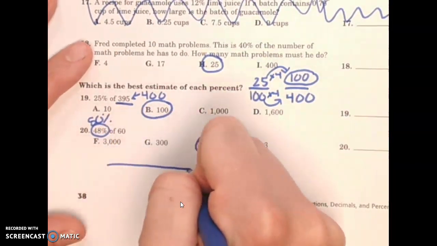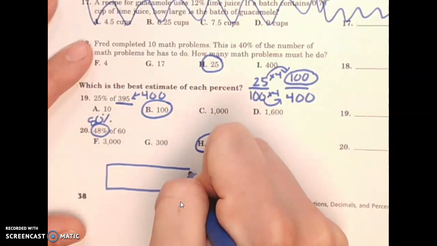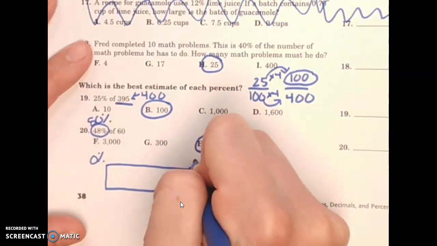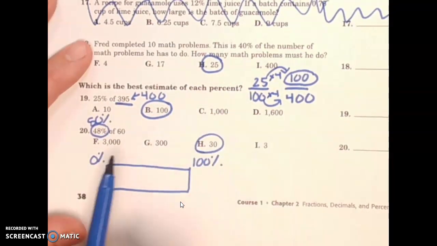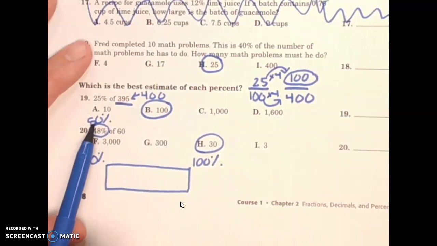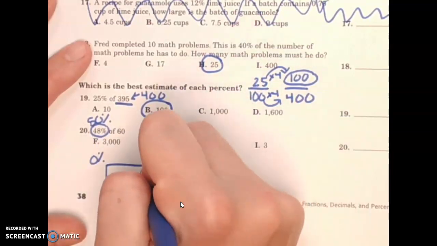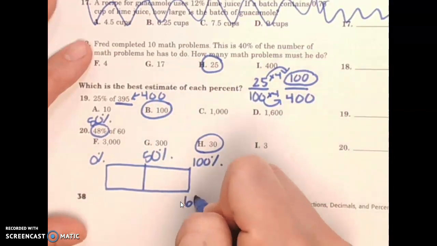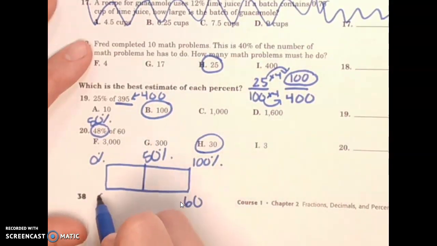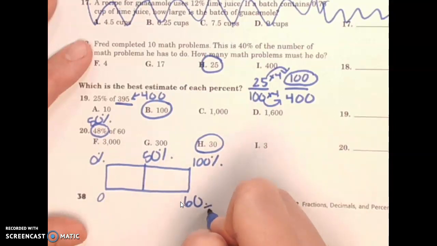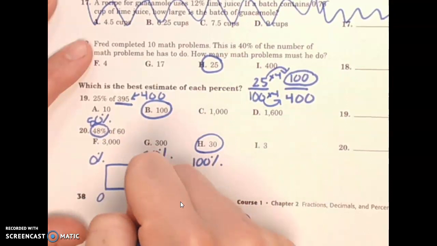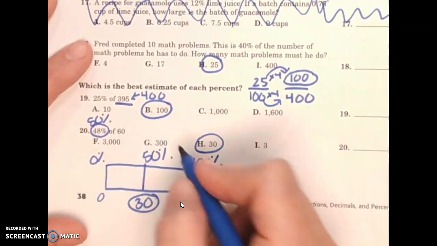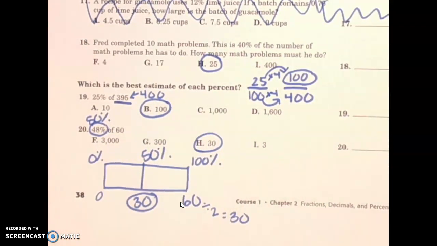I'm going to draw my bar. I have 0% on top and then 100%. I need to count something so that I get to 50 and 100, so I'm going to count by 50s. So we have 50% on top. And I want to know what this will be if that gets 60. So I have 2 boxes. 60 divided by 2 is 30. So my answer right here is 30. So that's how I got H.